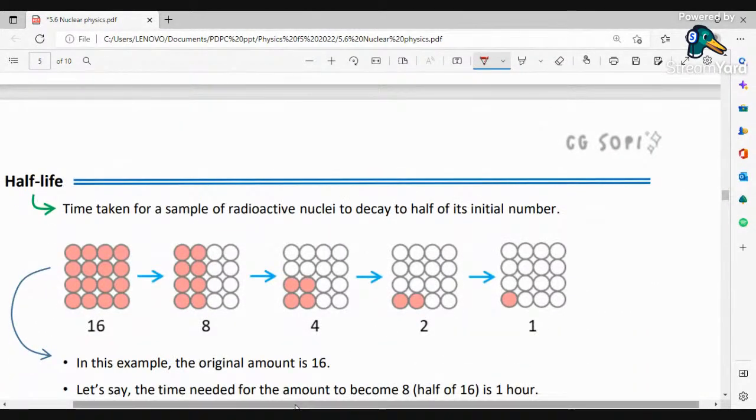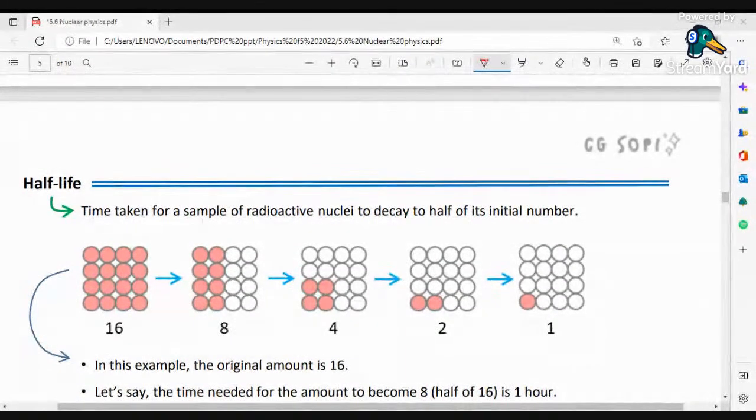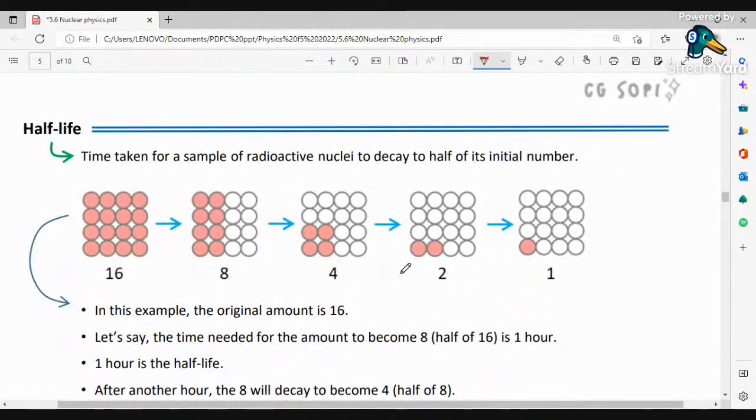Okay, half-life. What is the meaning of half-life? Okay, apa maksud half-life? Macam separuh nyawa, separuh hayat. Kalau bahasa Melayu ialah separuh hayat. So the definition for half-life is the time taken for a sample of radioactive nuclei to decay to half of its initial number. Let's say if the initial number is 100, what is the time taken for the nucleus to become half, meaning become 50? So the time taken here, we call it half-life.